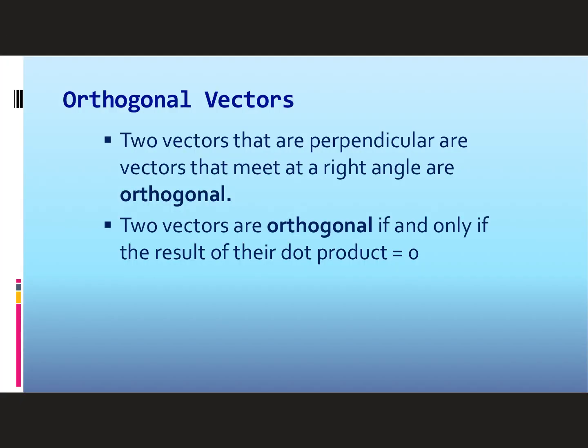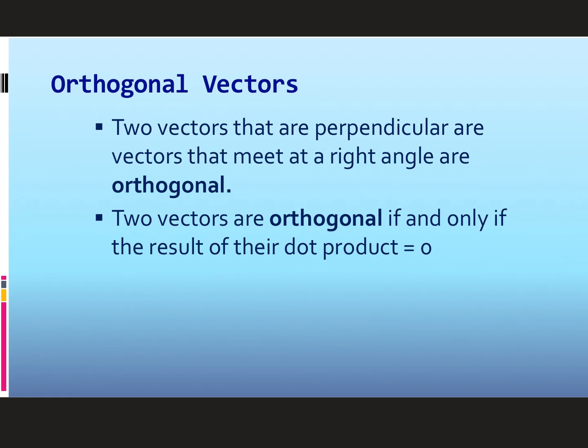All right, so let's scoot a little bit here for a second. All right, one more thing, and then we're done. Two vectors that are perpendicular meet at a right angle. They're orthogonal. They're orthogonal if the dot product is 0. Okay, we've gone over that a few times. Everybody with me on that?